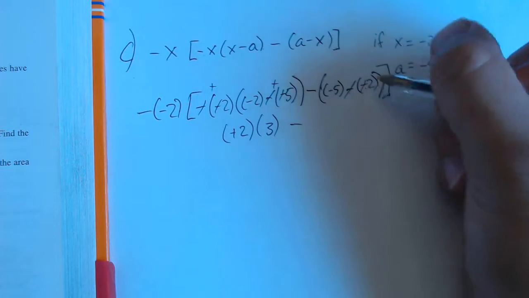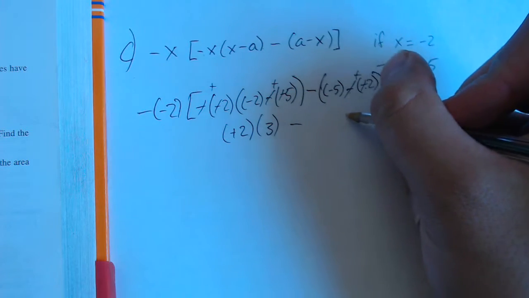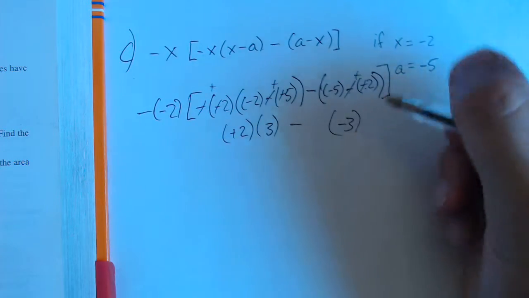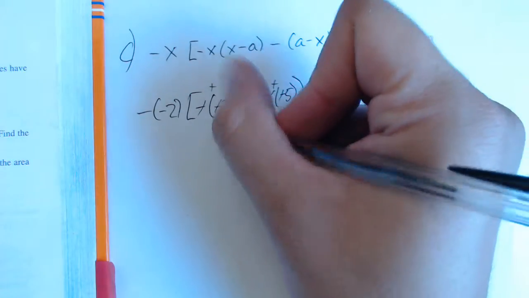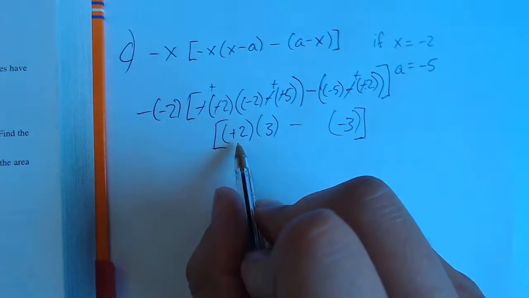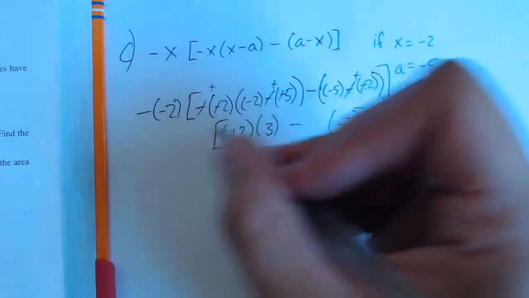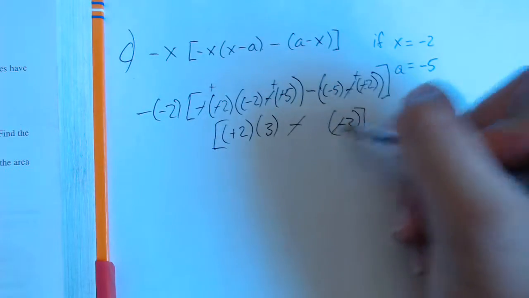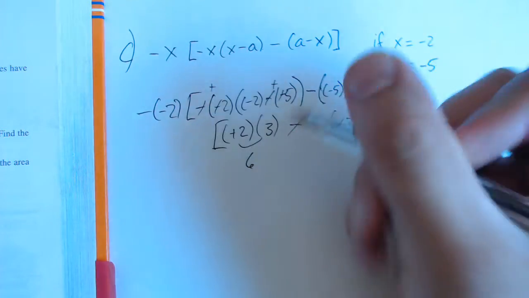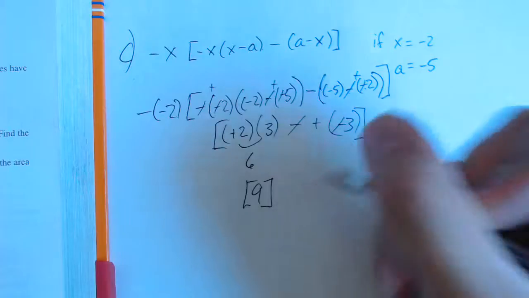These two negatives become a positive, so negative 5 plus 2 gives us negative 3 inside of these parentheses. So inside our brackets we have positive 2 times 3 minus negative 3. Well, we know that these two negatives will cancel, and this will just become plus 3. And then 2 times 3 becomes 6. 6 plus 3 becomes 9. So we have 9 in our brackets.